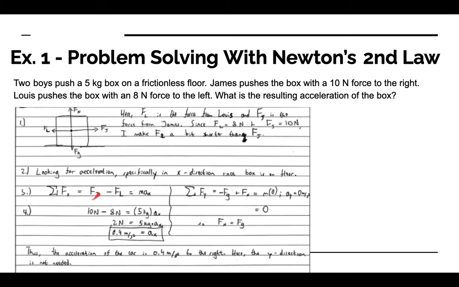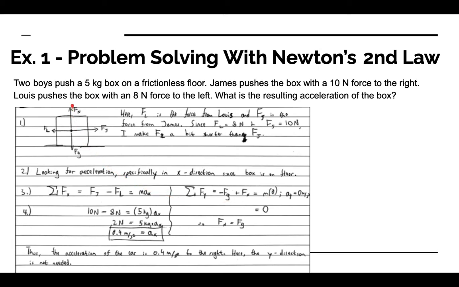Okay, so we have the force of James minus the force of Lewis. We have the force of Lewis drawn with a minus here, since it acts to the left, equals mass times acceleration, ax, in the horizontal direction. Now in the y direction, we have minus Fg, since Fg acts downward, plus the normal force equals mass times acceleration in the y direction.